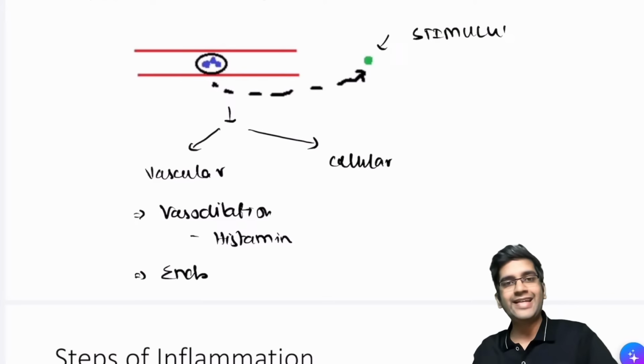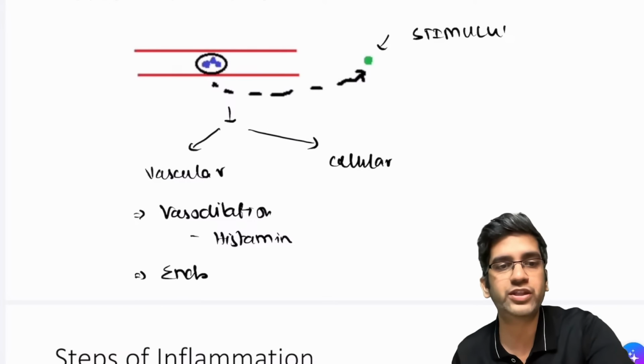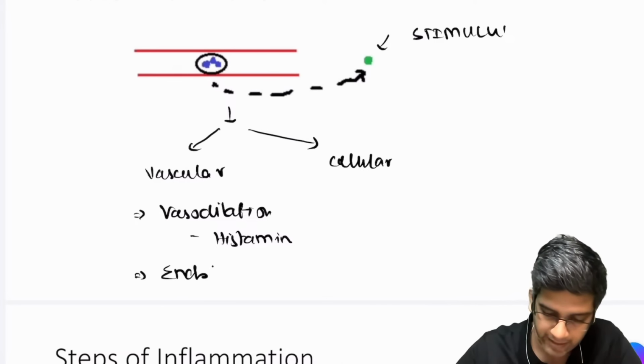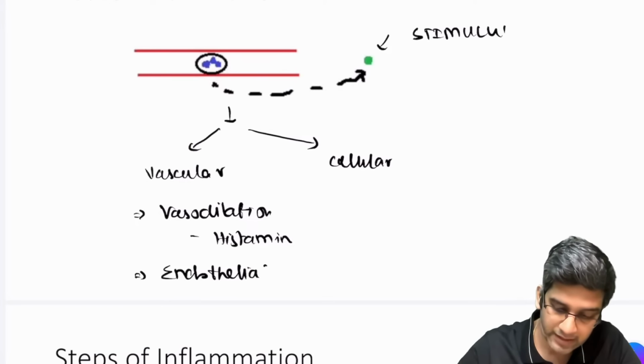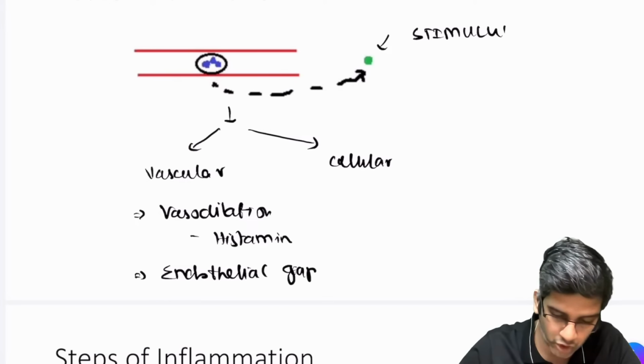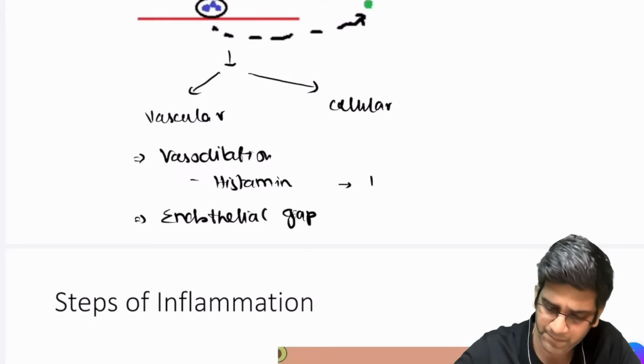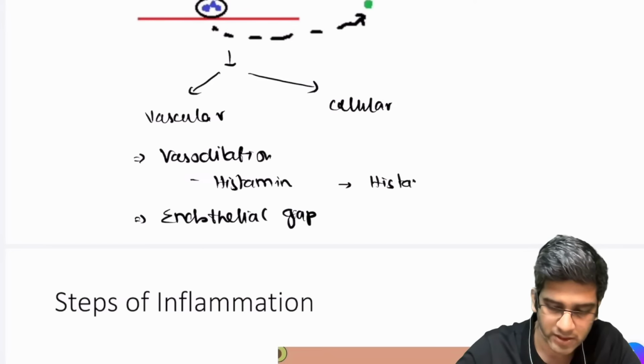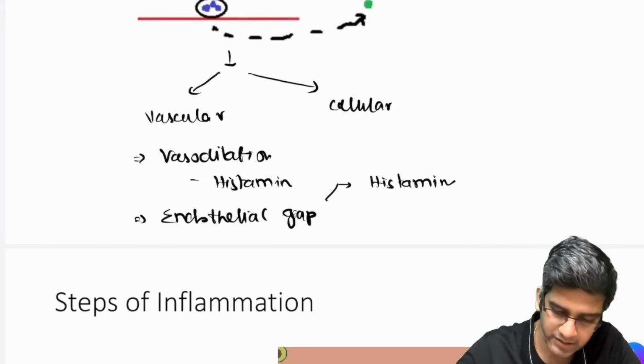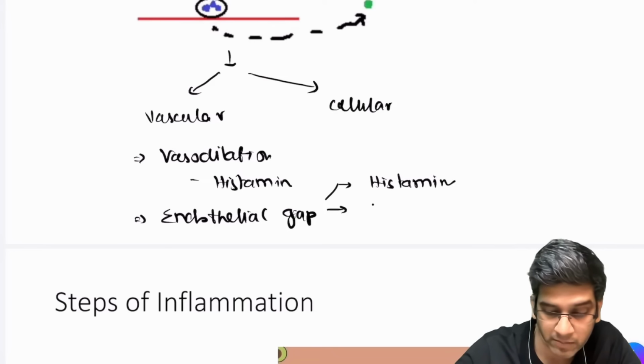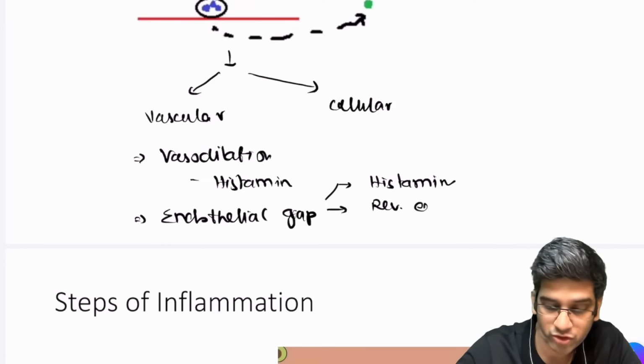Instead of writing increased vascular permeability, use the term endothelial gaps, because that's much more comfortable, right? Endothelial gap formation. If it's a short note, just write the possibilities. It could be mediated by histamine. If it's immediate and transient, it could be mediated by reversible endothelial damage, right?